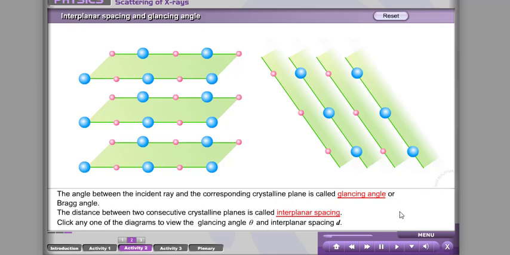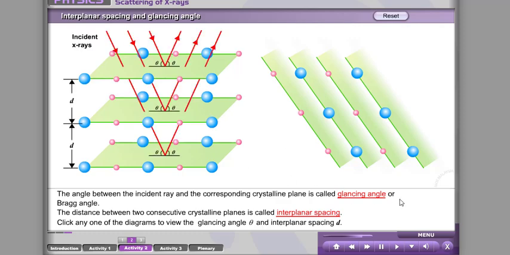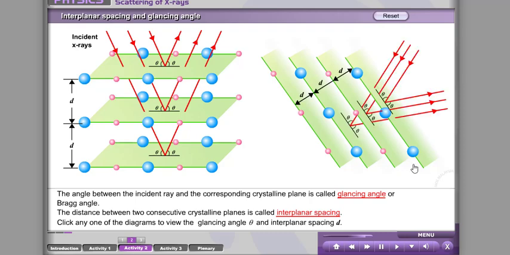The angle between the incident ray and the corresponding crystalline plane is called glancing angle or Bragg angle. The distance between 2 consecutive crystalline planes is called interplanar spacing. Click any one of the diagrams to view the glancing angle theta and interplanar spacing d.